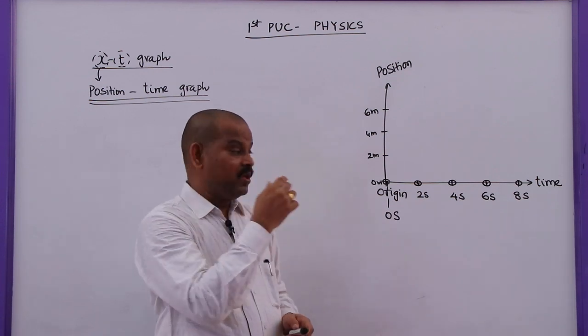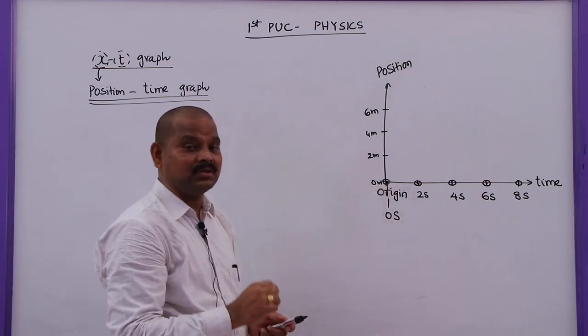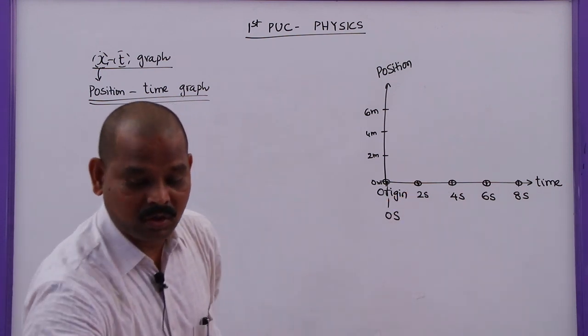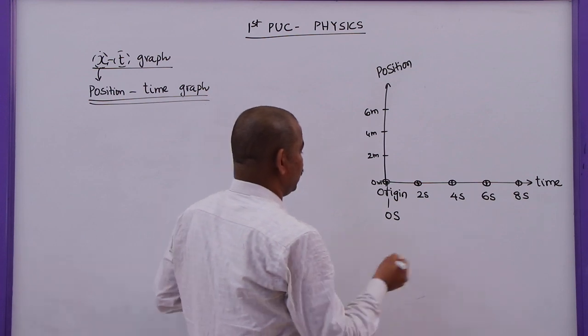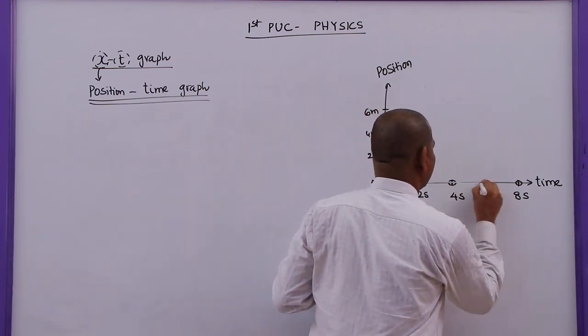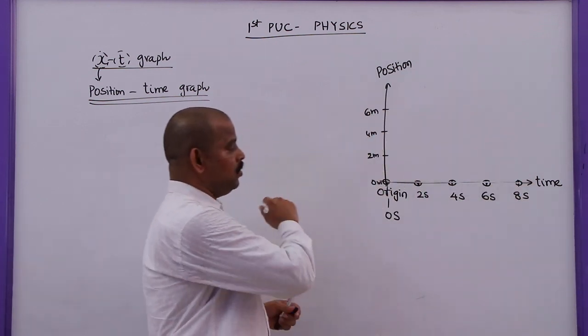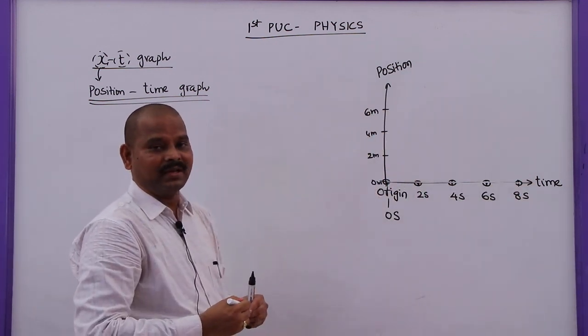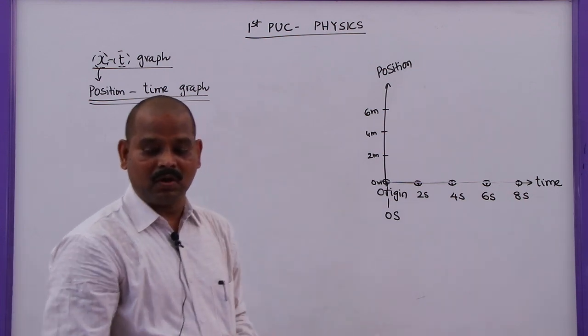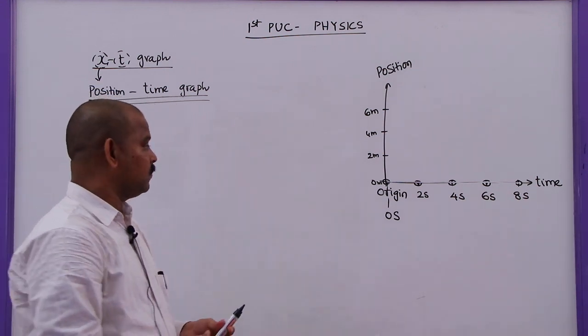So we know that if the position of a body does not change with respect to time, then the body is said to be at rest. So here this body is said to be at rest, and if you draw the graph, you will get a line here. So any line which is parallel to x-axis or time axis, then the body is said to be at rest. So let me take one more example here.